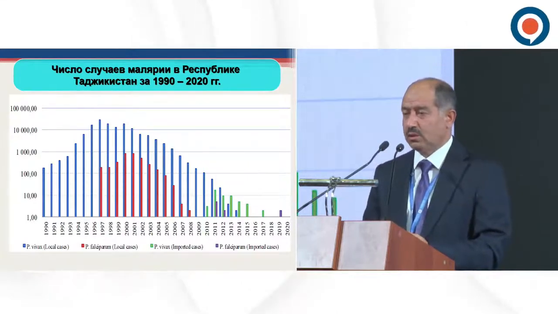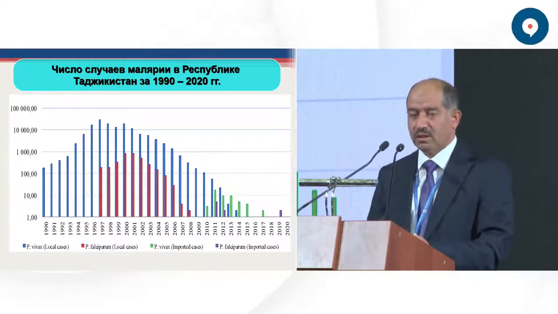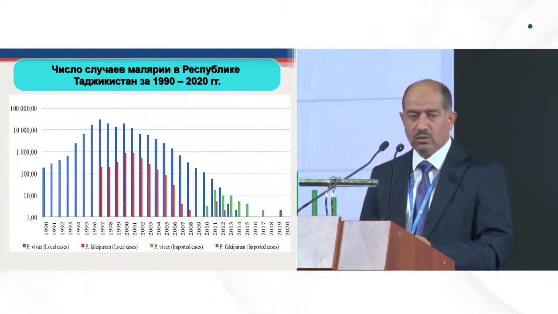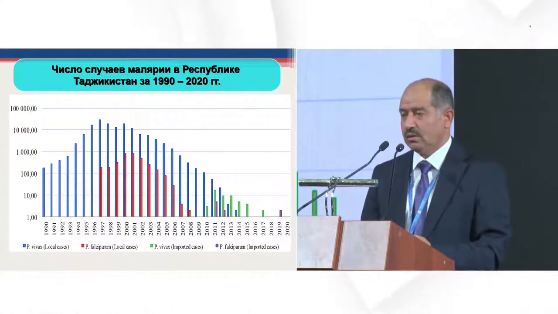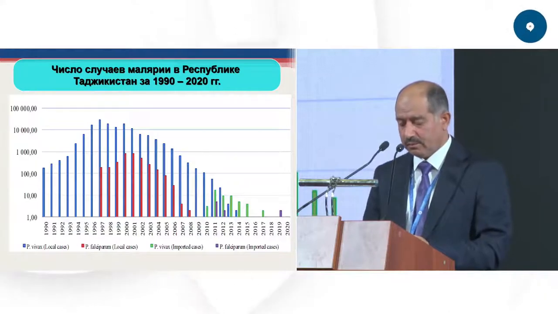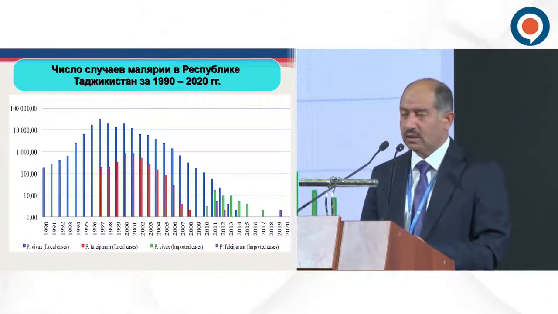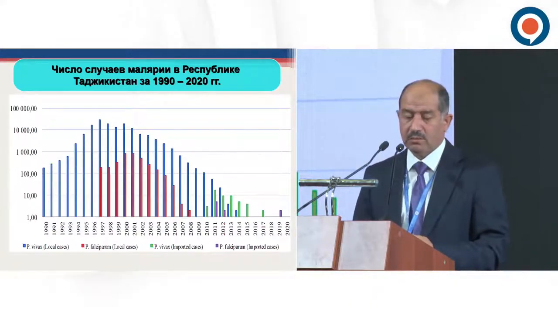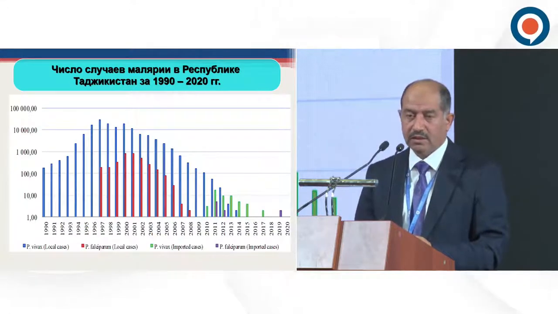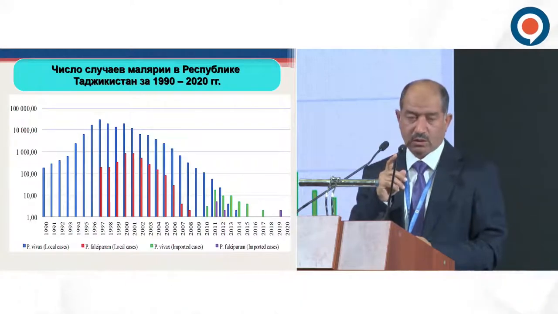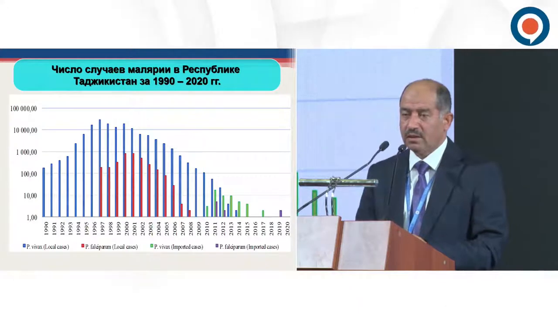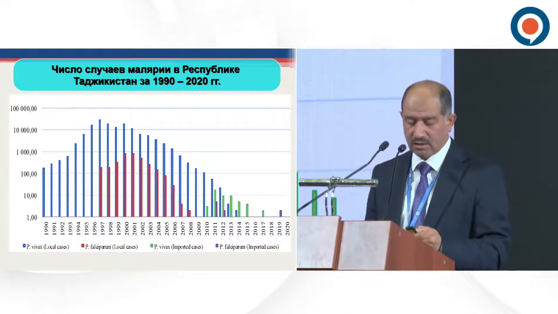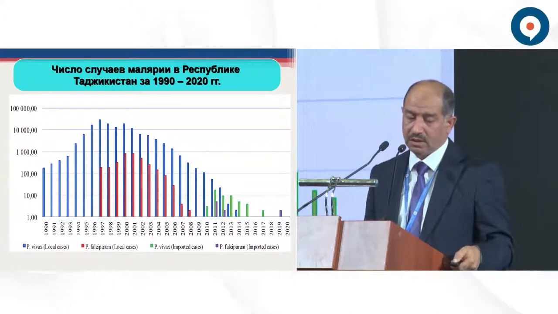Apart from that, it was the first time that the Republic of Tajikistan registered a case of tropical malaria. And by 2001, it accounted for already 5% of the total malaria cases. As a result of some large-scale measures on the territory of our republic, the epidemiological situation started to improve. And the cases of tropical malaria did not appear anymore in 2009. And in 2015, we didn't register a single case of malaria.